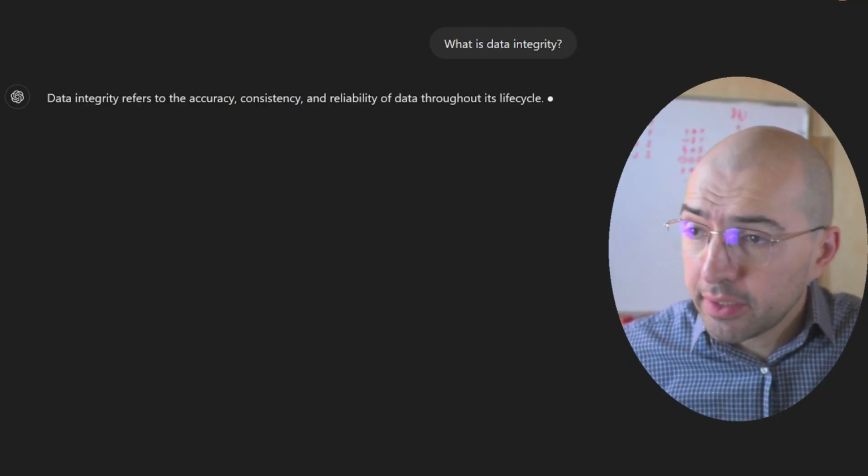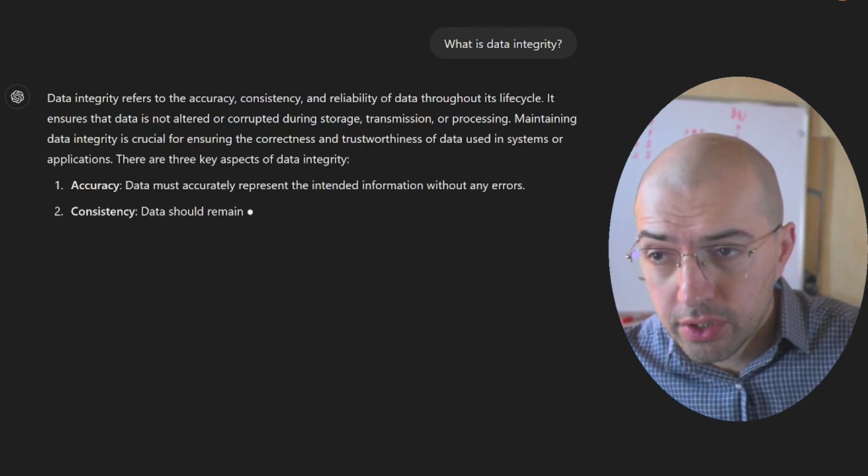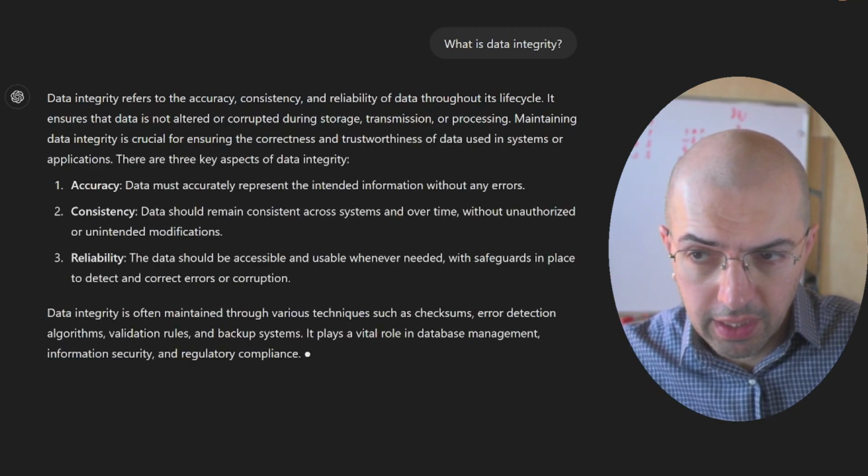An extension of editing a record is validations and data integrity. Let's now ask our good old friend ChatGPT what it thinks data integrity is. Data integrity refers to the accuracy, consistency, and reliability of data throughout its lifecycle. Data integrity is essentially the result of enforcing business rules and validations when entering data.